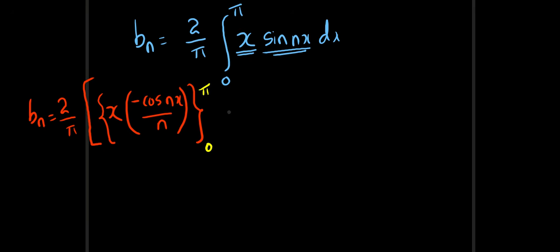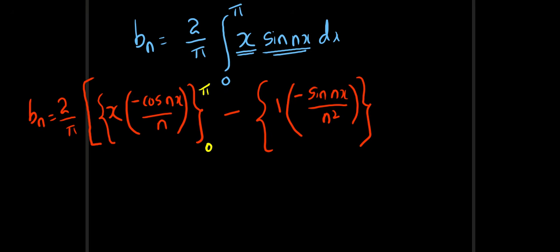Okay, and minus, what is the derivative of x? 1. And what will be the integral of the quantity inside the bracket? That is minus sine nx by n into n, that will be n square. Again I'll close the bracket and 0 to pi.